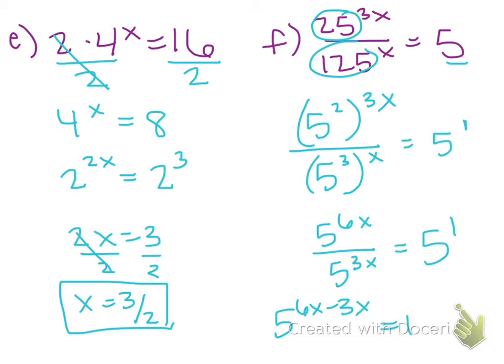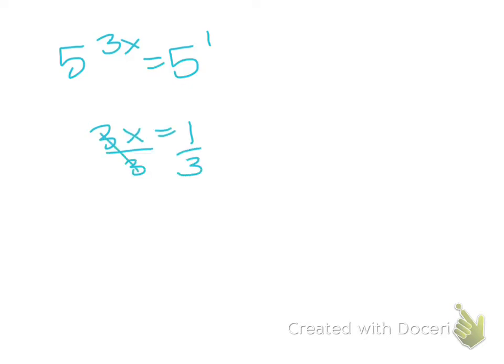Let me go to the next screen so I'm having more room. When I subtract that, I'll get 5 to the 3x. And now I set my exponents equal. So 3x equals 1, divide both sides by 3, and x equals 1/3. So go ahead and try all the practice problems below. If you need extra practice, there's an entire another page in the notes that you can use as practice, and I can always check those.